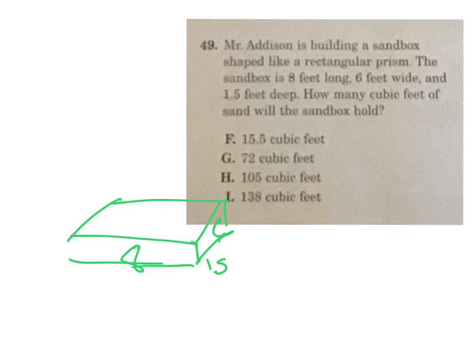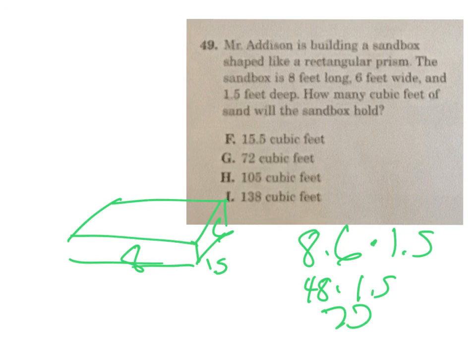Okay, so we got to take this 8 times 6, and then I times that by my depth, which is 1.5, and that's 48 times 1.5. 48 times 1.5 is 72 feet cubed, which would be G. Sometimes drawing a picture can be very helpful.